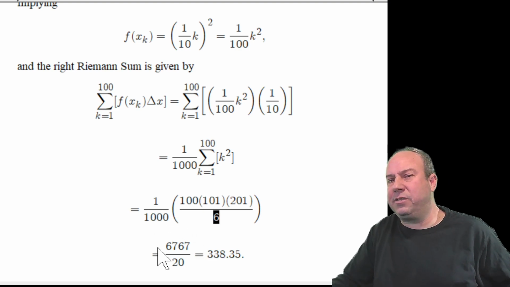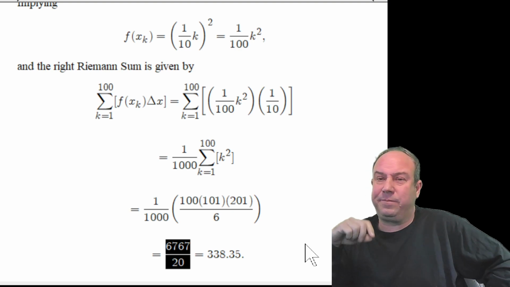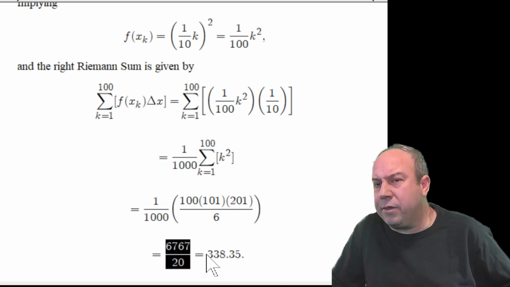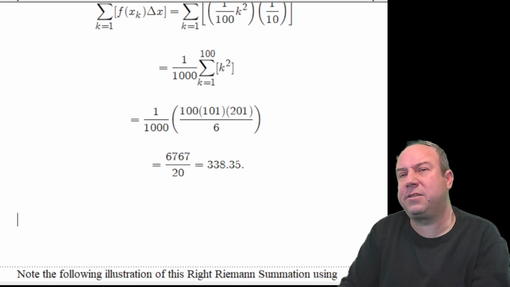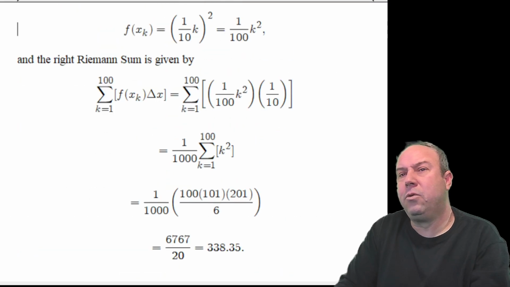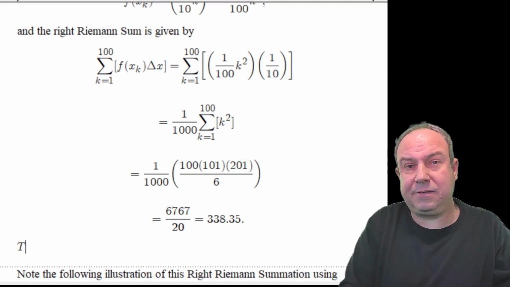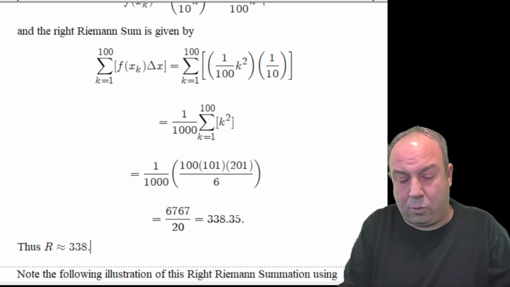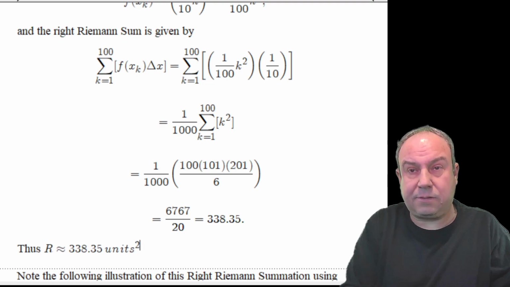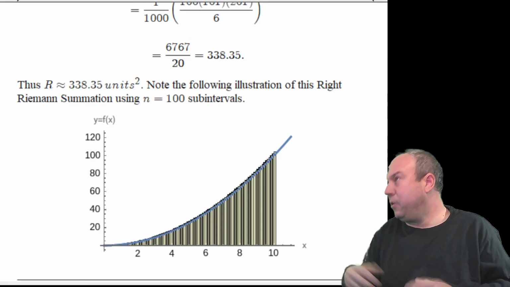And if you perform the calculation and simplify, you will get the rational form 6,767 divided by 20, which does equal exactly 338.35. And if we're using that to approximate that area, we should say, thus, R is approximately 338.35 units squared. And we can note the following illustration using 100 subintervals.